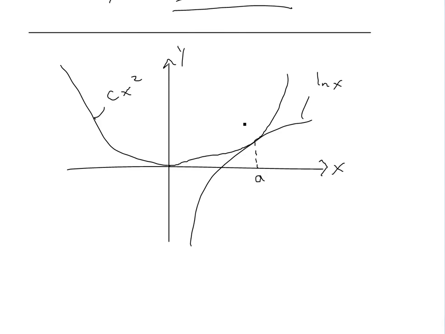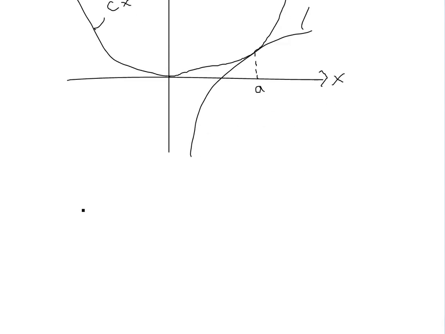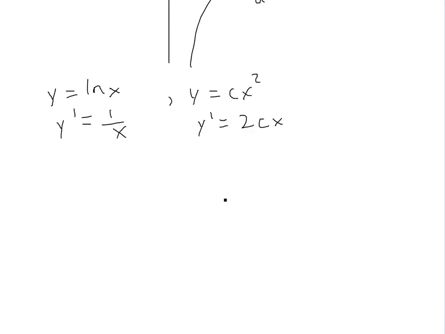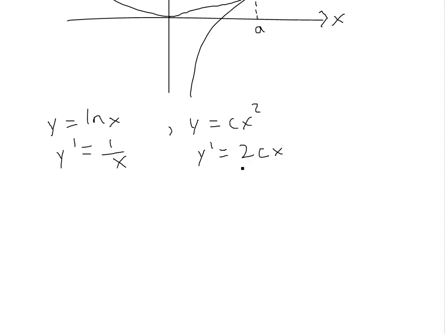Remember, when it's tangent, the derivatives match right here. So if y equals ln of x, the derivative is y prime equals 1 over x. And now for the other one, y equals cx squared, the derivative right here is going to be y prime equals 2cx, using the power rule. You can see proof of these derivatives in the video link below.